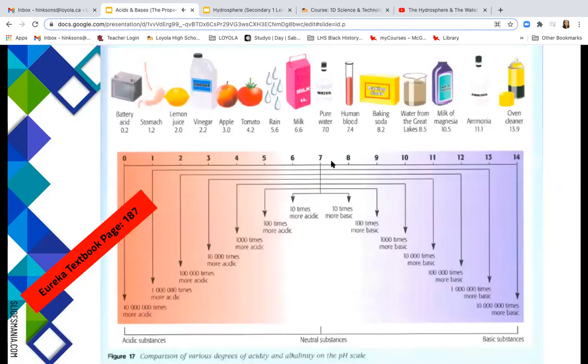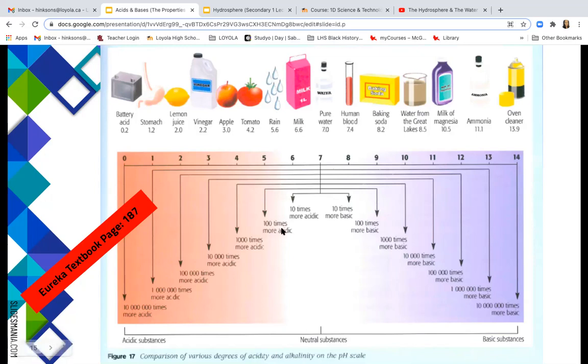Alrighty, so you just saw a video where they actually made an indicator at home. So you could try that if you ever wanted, but there were some products there that were a little bit dangerous, so I wouldn't suggest that you do it alone. All right, so this is a page out of your textbook.